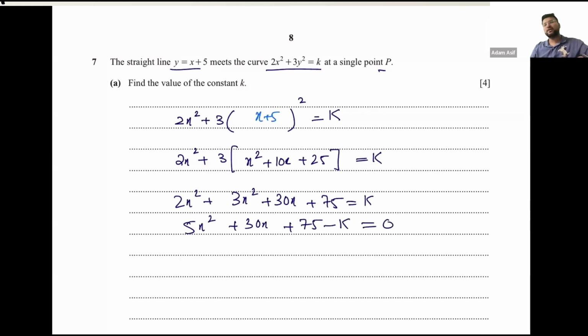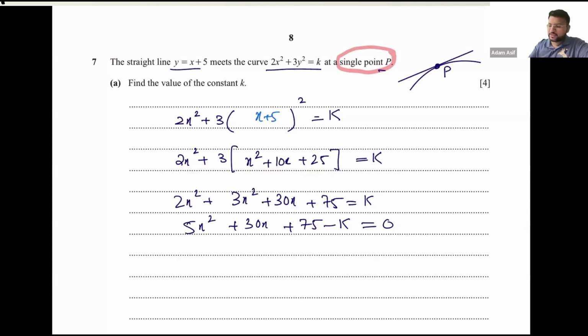Now, how can I find the value of k? You're going to do b square minus 4ac equals 0. क्या चीज? What makes you say that? Yes, because the line and the curve are just meeting at one point, whatever this curve is, ठीक है, or the line. If this is the line, they are meeting at a single point.